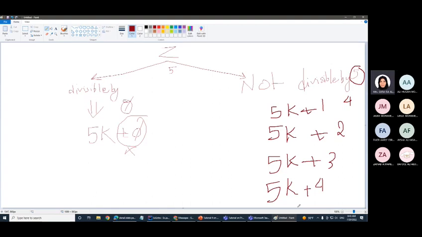6 بيصير 5 times 1 plus 1. صار من group remainder 1. 7 من remainder 2. 8 من remainder 3. 9 من remainder 4. 5 times 1 plus 4. من أوصل لل 10 بتصير 5 times 2. There is no remainder. So the remainder, possible remainder for any integer is the integer minus 1.